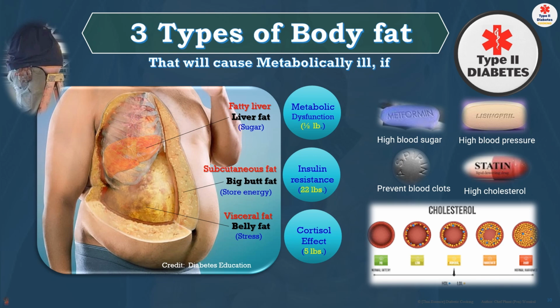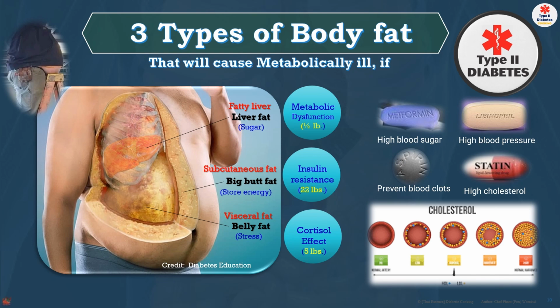When you have a problem with diabetes, most likely you get fat, and you have to know what kind of fat is in your body. There are three types of fat in your body. If you are metabolically ill, you have these three things.